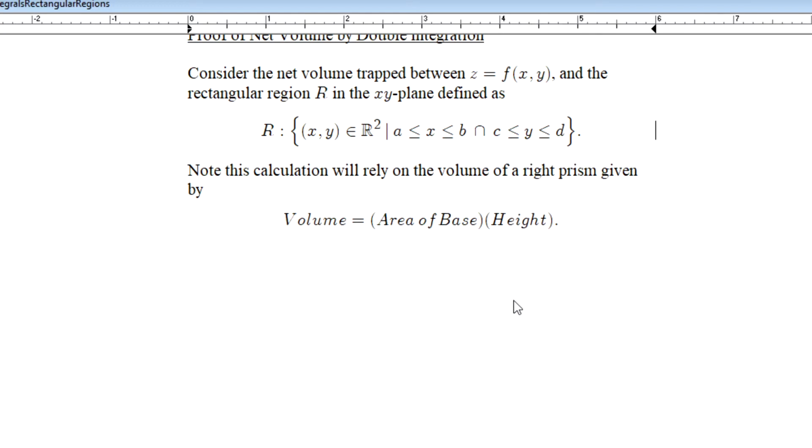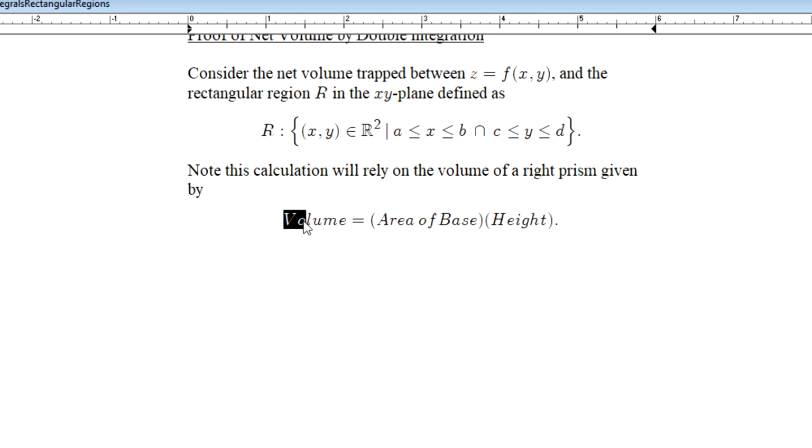or relying on some calculation to help us calculate this net volume, we go back to the fundamental volume calculation for a right prism. Now, what is a right prism? A right prism might be thought of as a box. A box is a description of a right prism. It's essentially a three-dimensional shape whose bases are parallel to each other in three-dimensional space.